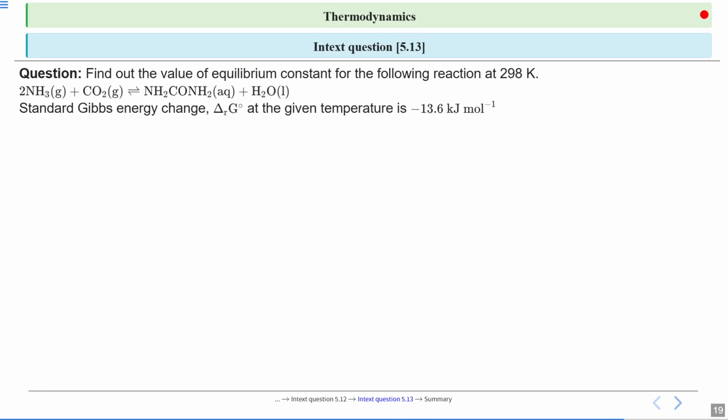Here is the next question. This is also homework for you. You have to find the value of the equilibrium constant. The reaction is given, and the standard Gibbs free energy change is also mentioned at a given temperature, which is minus 13.6 kilojoule per mole at 298 Kelvin. Let me do it for you, but before that, you will try it by yourself. You have some time to solve it. Your time starts now.